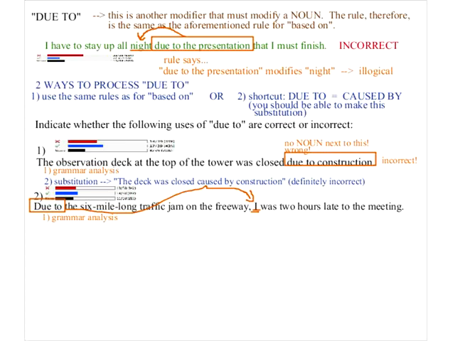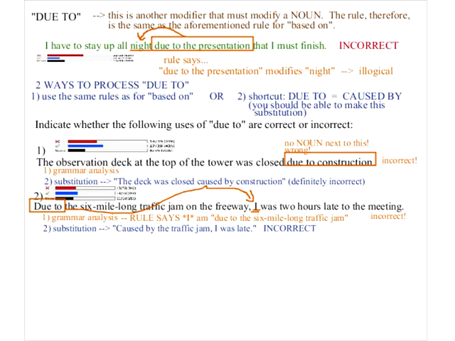The 6-mile-long traffic jam. So yeah, there you go. That's not correct. And if you do a substitution, you still have to do the same analysis, but maybe it'll become more clear. Substitution says caused by the 6-mile-long traffic jam, I was late. That's incorrect. Because this still has the same problem. This is still saying I was caused by the traffic jam.